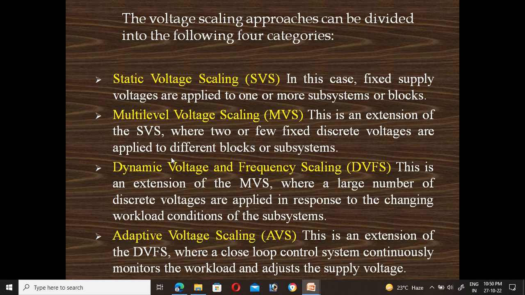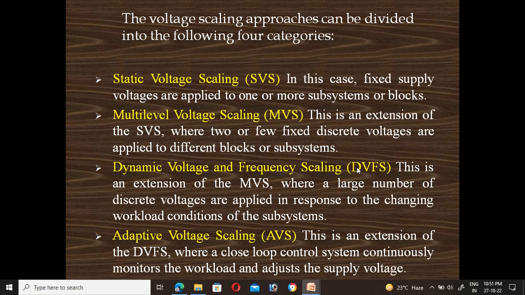The third one is dynamic voltage and frequency scaling. This is an extension of MVS, where a large number of discrete voltages are applied in response to the changing workload conditions of the system. In dynamic voltage and frequency scaling, we apply the corresponding voltage and frequency, because if you reduce the voltage and frequency, the overall power dissipation decreases. Frequency is also one of the components; if you reduce the frequency, power dissipation also decreases.